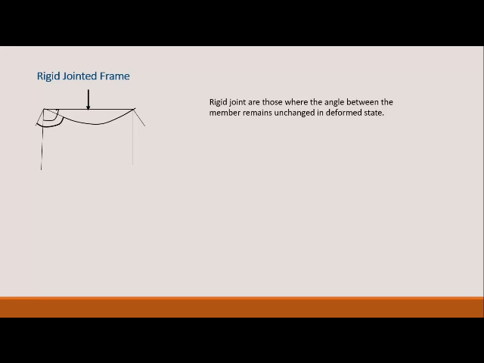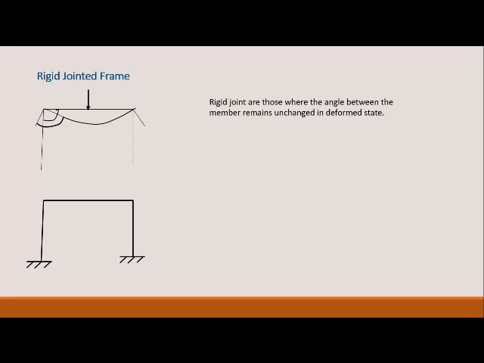Rigid jointed frame. What is a rigid jointed frame? If this is a frame and under load it deforms like this, but the angle between the members in the deformed configuration and the undeformed configuration remains equal, the frame is said to be a rigid jointed frame, whereas a truss may be termed a pin jointed frame. Rigid jointed frames are those where the angle between the members remains unchanged in the deformed state. So let us consider a portal frame.